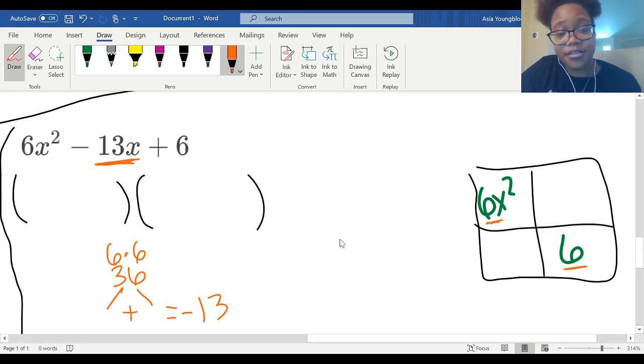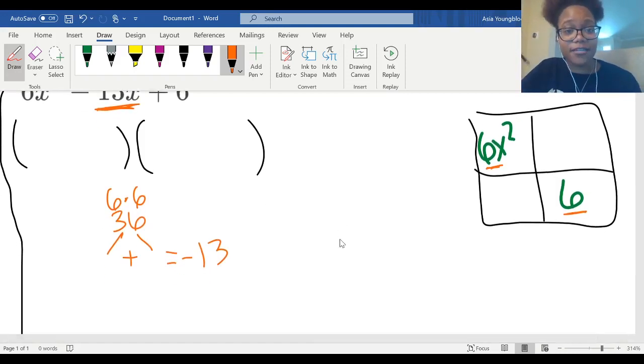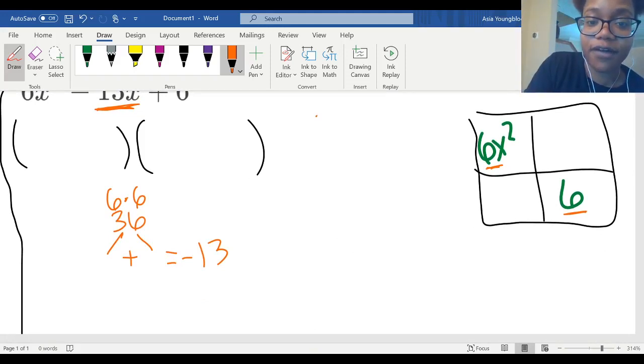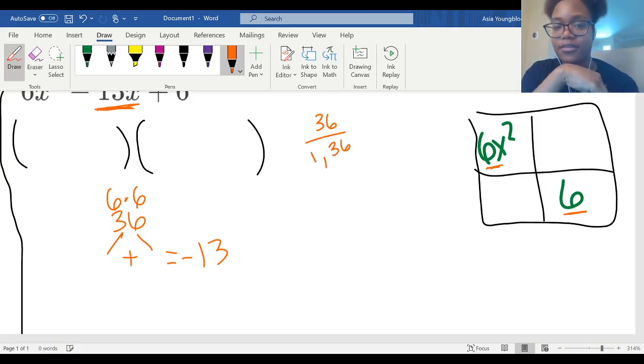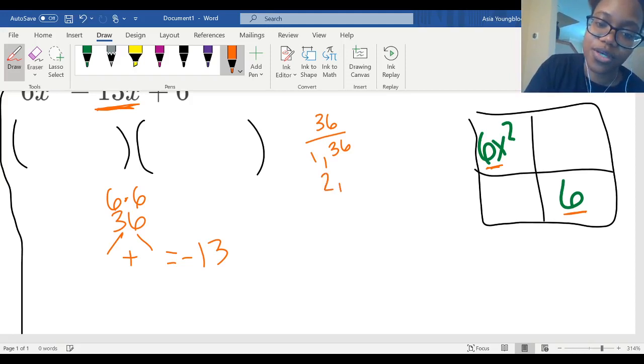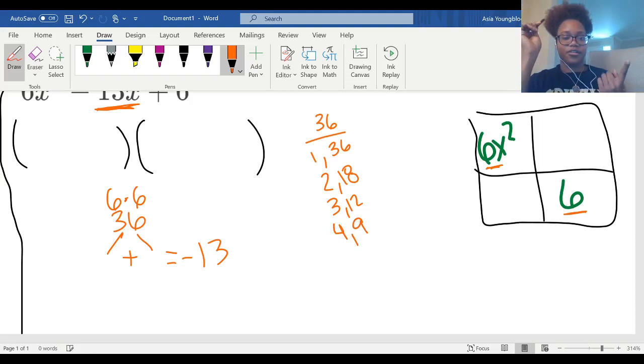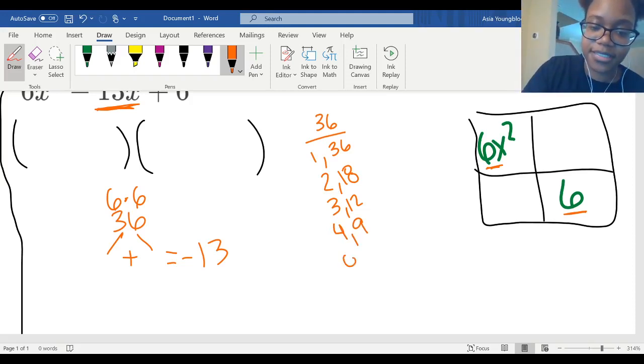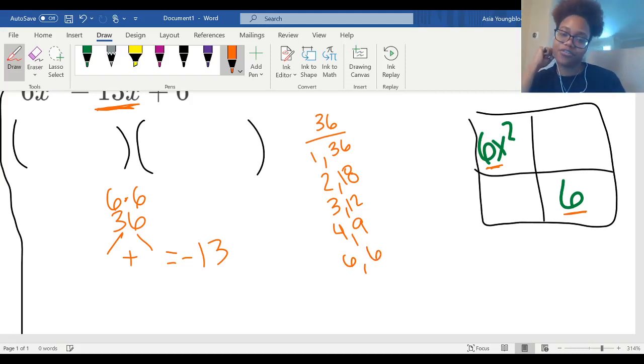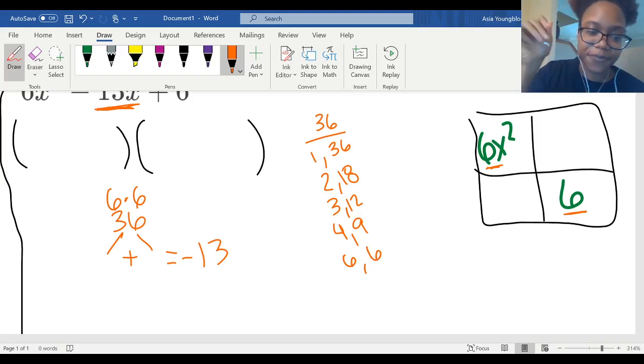Off the top of my head, these values don't come to me. So I'm still actively searching for these factors in my head, and this is the process that I'm going through. If I look at 36, I have 1 and 36. Can't combine those. 2 and 18. 36 divided by 3 is 12. 36 divided by 4 is 9. 36 divided by 5 does not work because it's a decimal. 36 divided by 6 is 6. So we have ensured that we have all of our factor pairs.